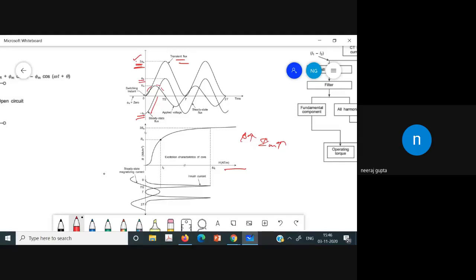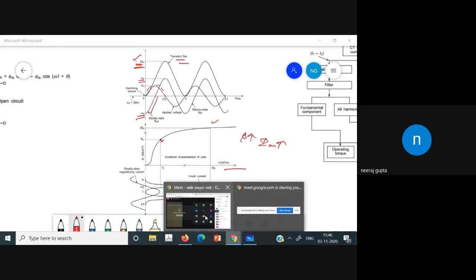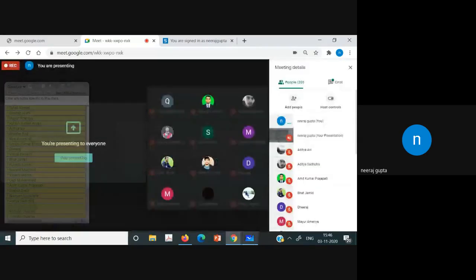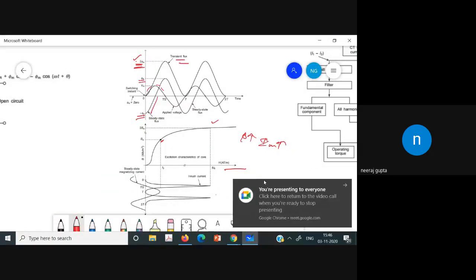Now it drives the curve into the saturation region, and when it is in the saturation region, the current would also increase. Initially the operating point is at the knee point. However, when the operating point moves to the saturation region, the current curve would be peaky. So this phenomenon is known as the inrush of the transformer. So this is the inrush current of the transformer.